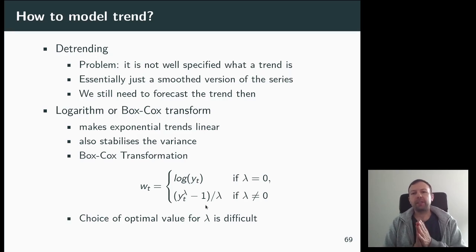And now if lambda is between 0 and 1, you get something between an identity and a logarithm, which means the logarithm is sometimes seen as a very strong transformation. So basically, if you don't need such a strong transformation, you can have a transformation that achieves the same thing, but not in such a strong way.